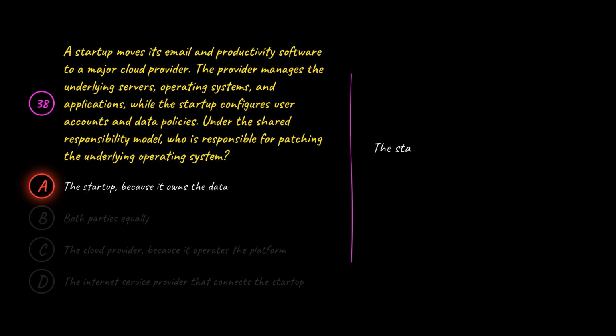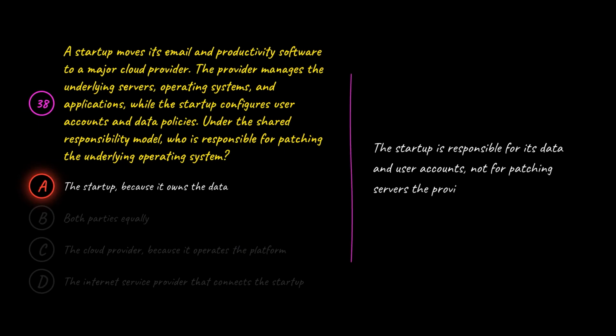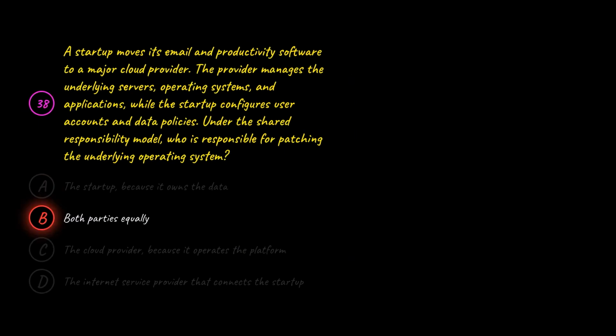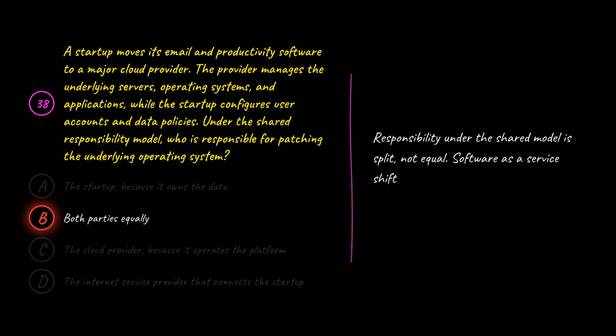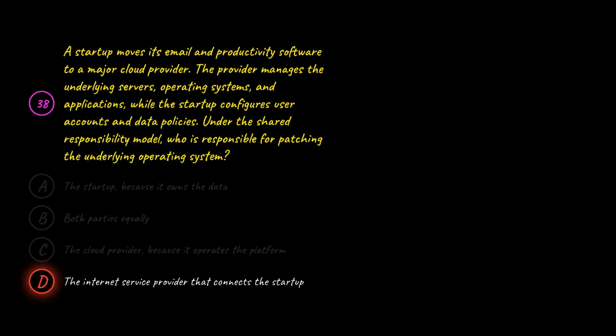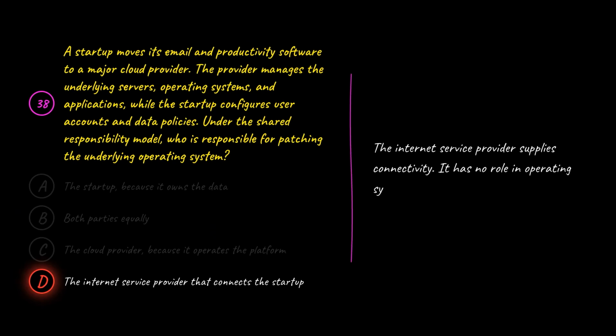A is wrong because the startup is responsible for its data and user accounts, not for patching servers the provider owns and operates. B is wrong because responsibility under the shared model is split, not equal. Software as a service shifts most infrastructure responsibility to the provider. D is wrong because the internet service provider supplies connectivity. It has no role in operating system patching of the cloud platform.